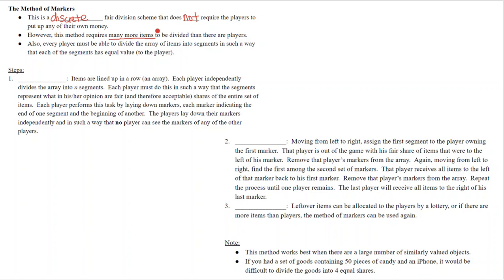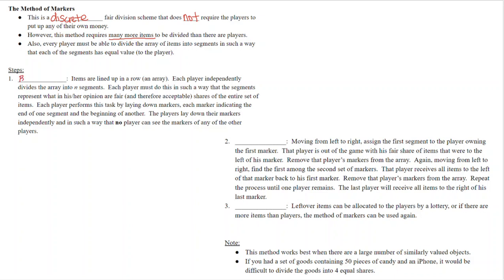So think about a group of kids going trick-or-treating. They all collect candy, they come back home, they dump out the candy on the floor and try to sort through and divide it up based on what type of candy the kids like. That's the kind of situation we're looking at here. So we are going to have an array of items, and we need to be able to divide those into segments so that each of the segments has equal value to the player, and each player will divide them up differently. So here are our main steps for the method of markers.